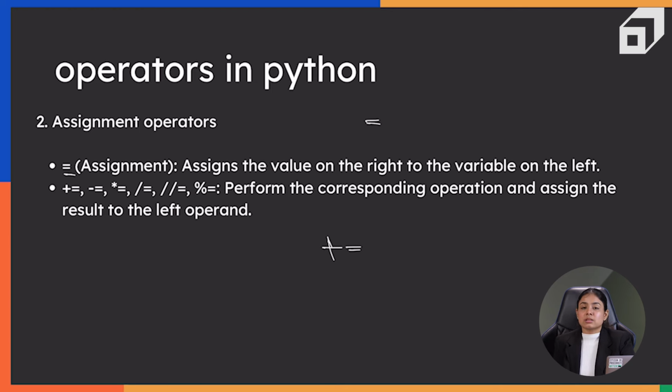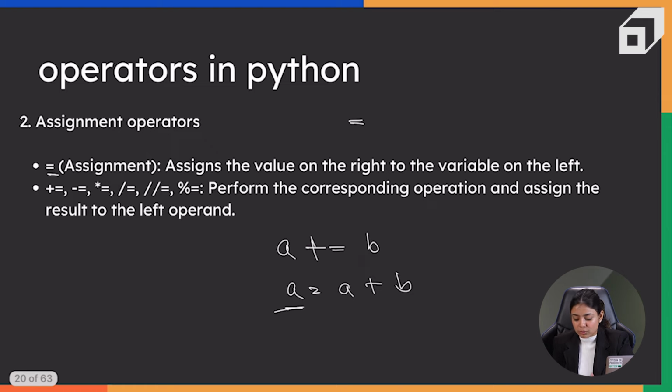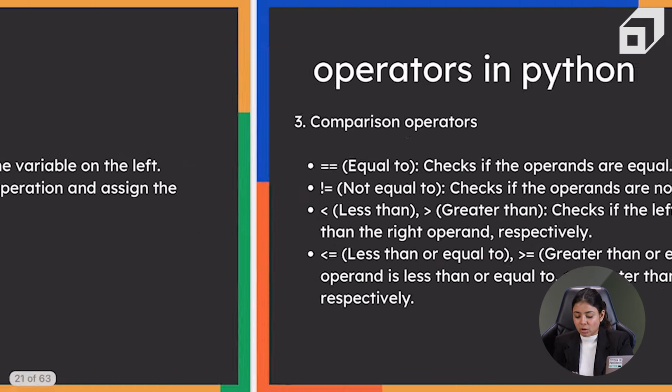What this does is it will perform that operation of addition, and then it will assign the value of the operation to the left operand. So if I'm saying a += b, this basically means a is equal to a plus b. So it will do a plus b, and then it will store that value into the left operand, which is a. And this similar thing is followed for all of the rest of the operations.